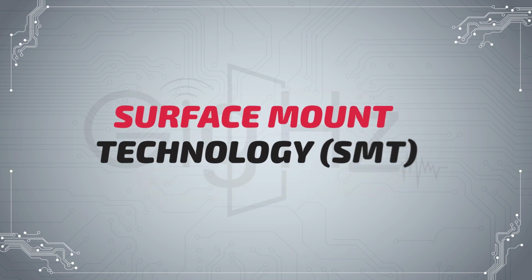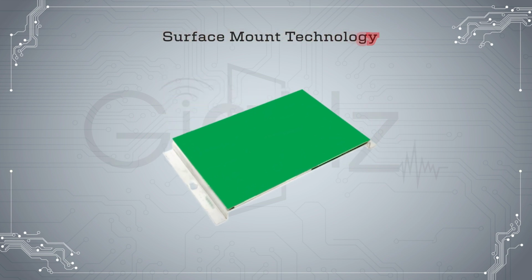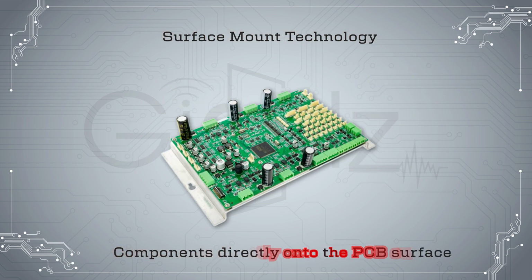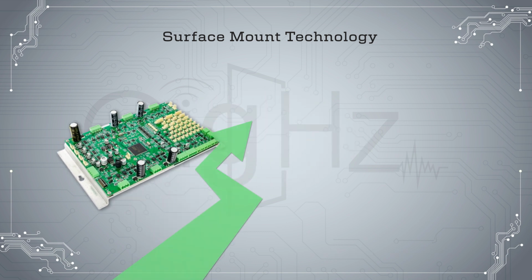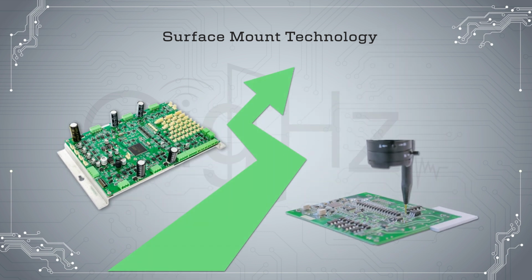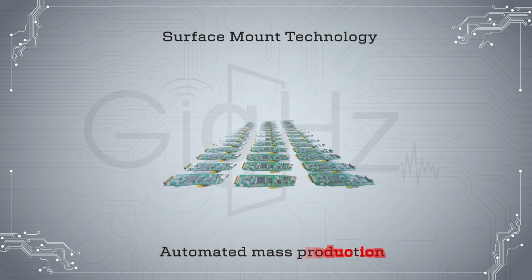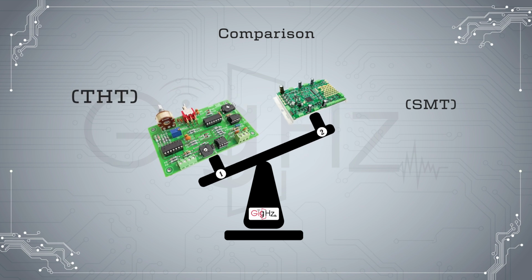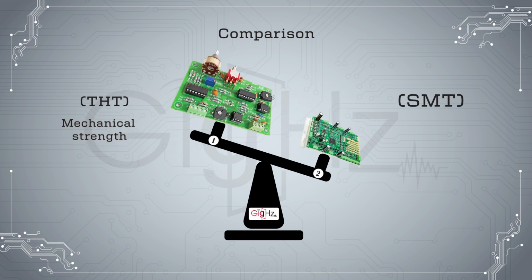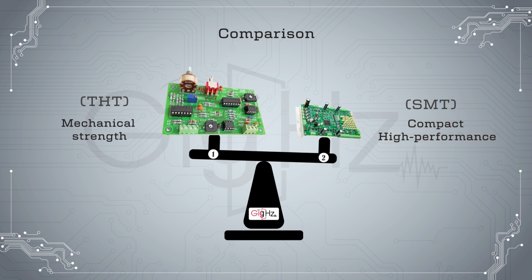Surface mount technology. Surface mount technology mounts components directly onto the PCB surface without drilled holes. This method enables compact, high-density designs and is widely used in automated mass production. Comparison. Through-hole technology offers superior mechanical strength, while surface mount technology is preferred for compact and high-performance designs.